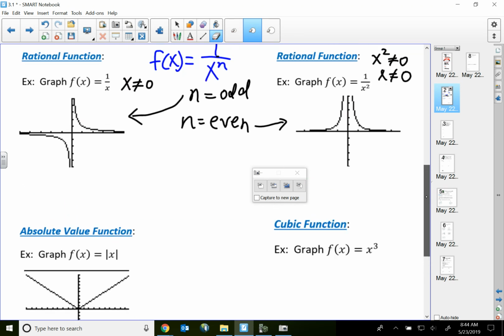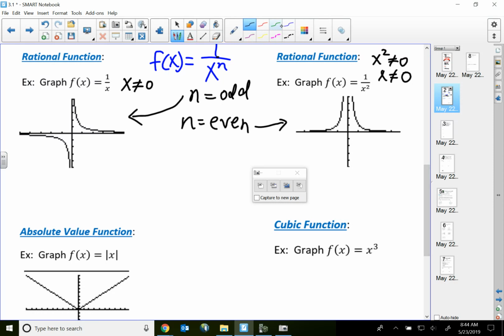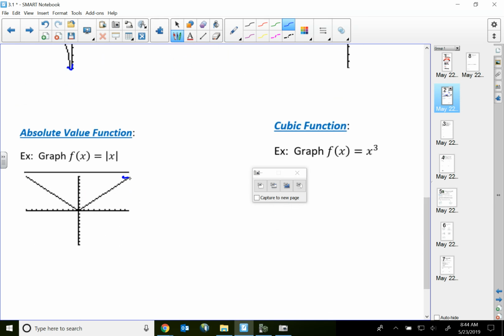Oh, don't forget my arrows. This is going that way, that way, that way, and that way. Let me put my arrow in there. There you go. There's a V shape.